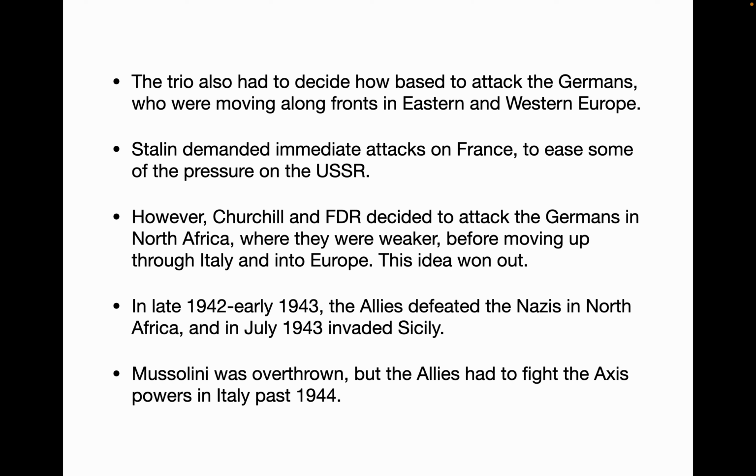We decided to attack the Germans in North Africa. They were not as strong in North Africa as they were in, say, France. And so after attacking North Africa, Allied troops went up to the island of Sicily, and then went up to Italy, and this is how we got into Europe. In late 1942, early 43, the Allies defeated the Nazis in North Africa. July 1943, we invaded Sicily. Mussolini was eventually overthrown by his own people and was shot in 1945. However, the Allies had to fight Germany in Italy way past 1944.